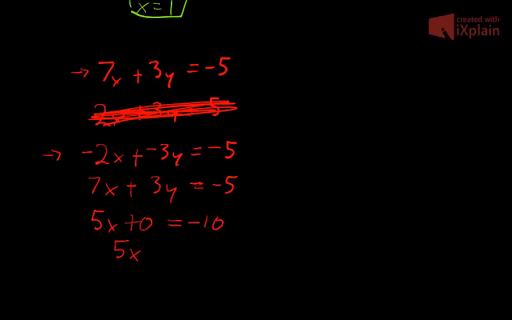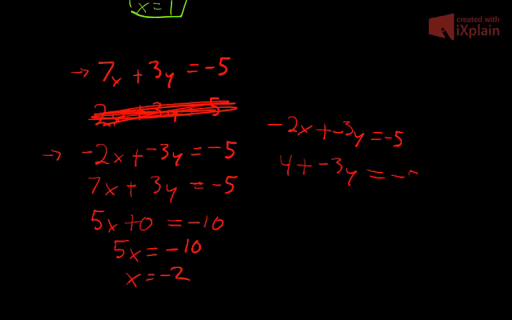So if 5x equals negative 10, I know that x equals negative 2. I can plug that back in up top. Negative 2x plus negative 3y has to equal negative 5. If x is negative 2, that tells me that 4 plus negative 3y equals negative 5.